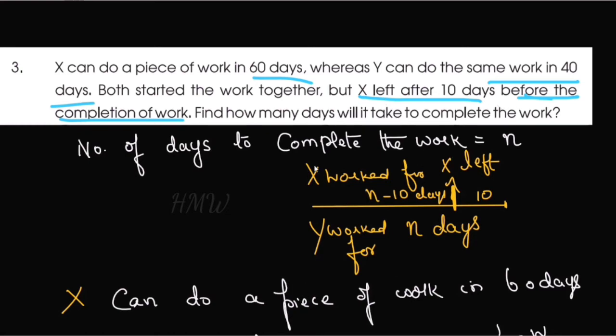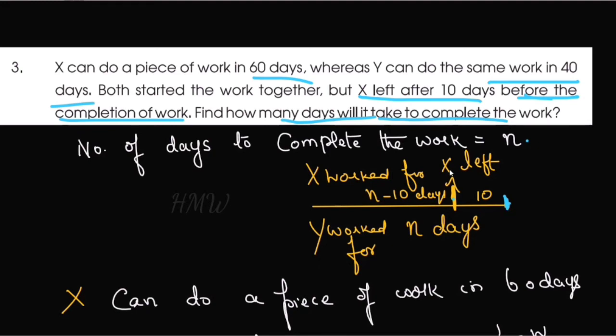Find how many days it will take to complete the work. That's the question asked. So let us take the number of days to complete the work as N days. X worked for how many days? See, from here the work is completed, right? Now from here, 10 days before the completion. So totally N days we need to complete the work.